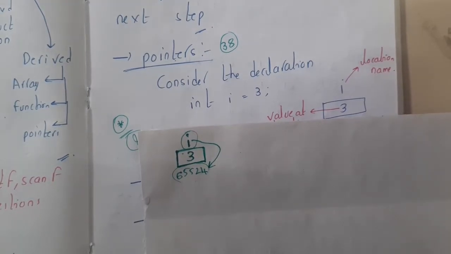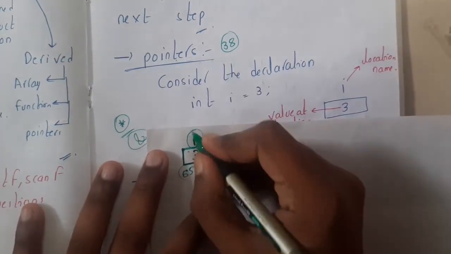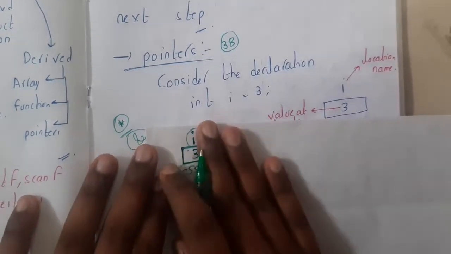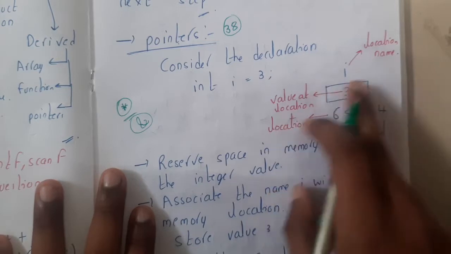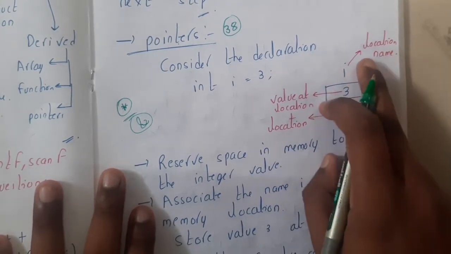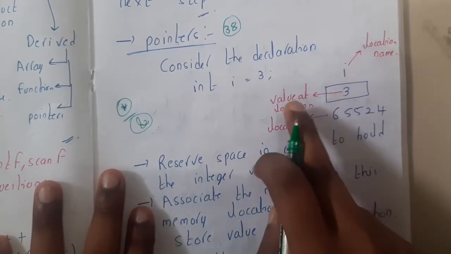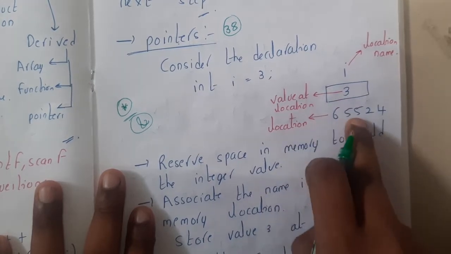Okay, so let us start. This will point to the particular address. So consider the declaration. I have just drawn the same representation here. This is the location name, this i. This is the value at the location. This is the location address.